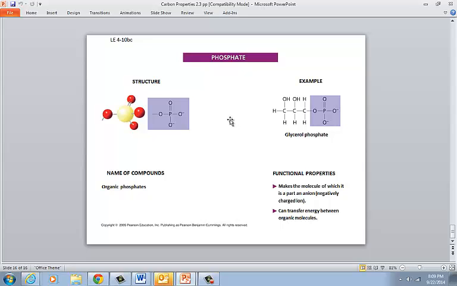Then we have phosphate groups. Now the phosphate, for obvious reasons, contains phosphorus. They named that right, huh? It also has these oxygens around it, with one of them being double bonded. So these are going to be real important when we're talking about ATP, adenosine triphosphate.